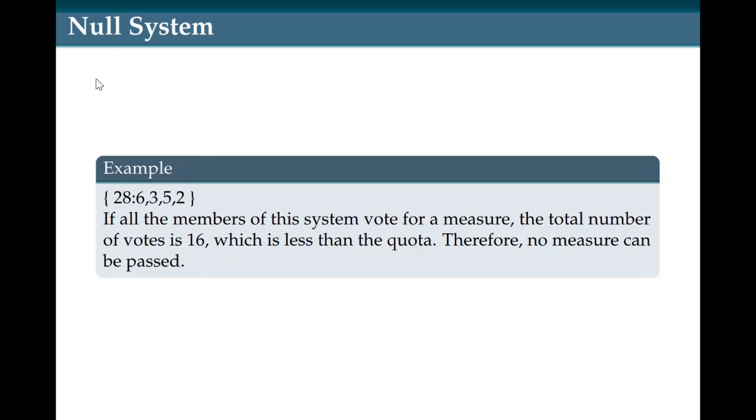Another voting system, we have the null system. So considering the weighted voting system here, if all the members of this system vote for a measure, the total number of votes is only 16, which is less than the quota. So no measure can be passed.